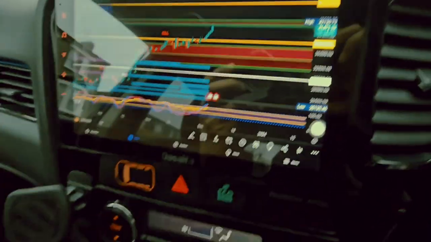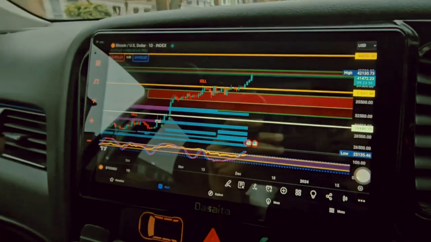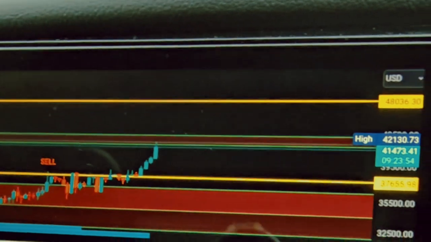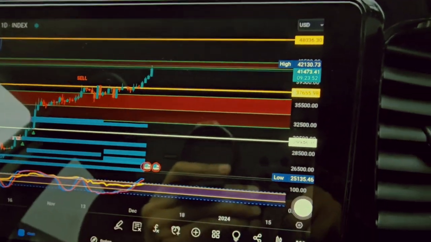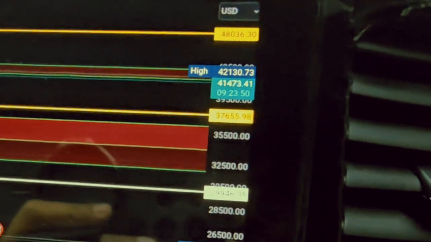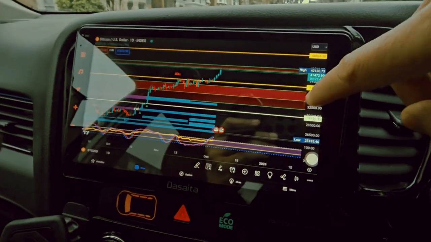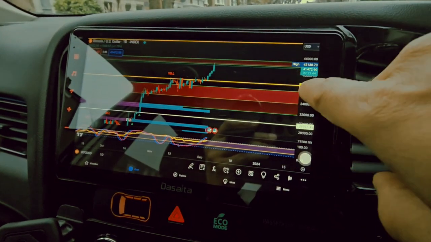So I'm going to start off with the charts, but let me just get the camera. I'm going to put the camera here for you, and I'm going to flip it over, and I want to show you BTC. So today you can see BTC is right here. We can see the price of BTC. The highest we went to was $42,130.